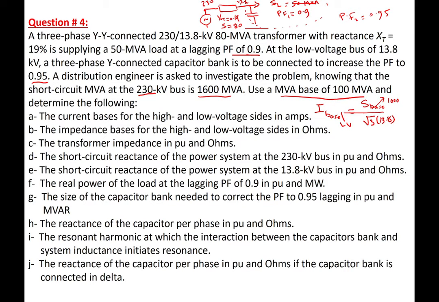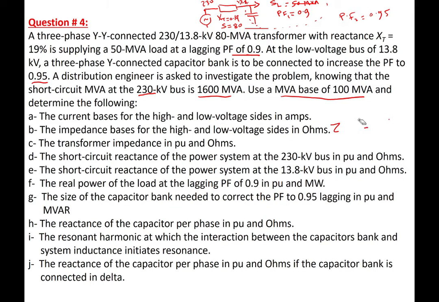Okay, the impedance base for the high and for the low voltage. So if we like to calculate now, Z base for the low voltage side will be equal to V low voltage side squared, which is 13.8, divided by S base, divided by 100. So that will be the base impedance for the low voltage side. For the high voltage side it will be 230 divided by 100.